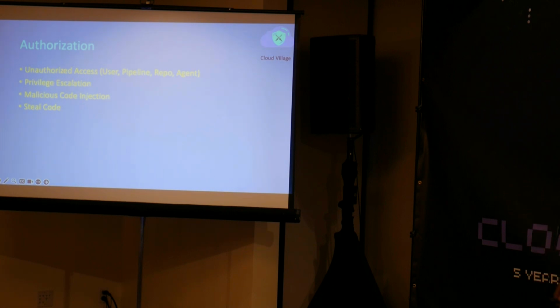So again, we want to avoid unauthorized access on different levels. If you have a very sensitive source code or pipeline, you don't want to share the same agent with the less sensitive one. Because sometimes there can be a privilege escalation path, or someone could inject malicious code, or just steal source code from a different project.